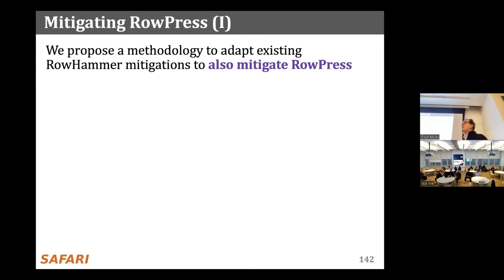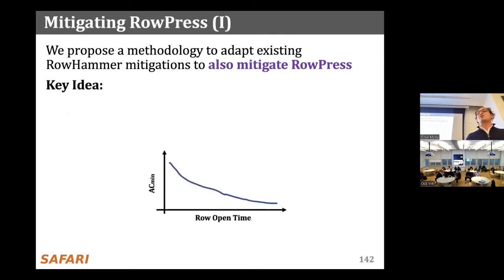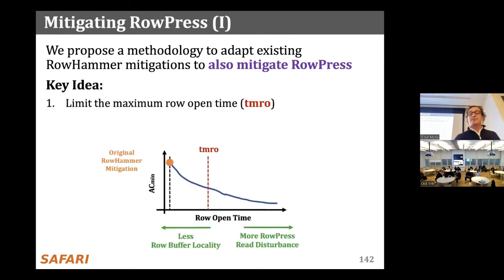Okay, so how do you mitigate this problem? There are many mitigations possible. One of the mitigations is changing the DRAM chips. I think it's actually interesting to look at. But we actually piggyback on RowHammer solutions. Our key idea is to essentially limit the maximum row open time to some amount. Hopefully you limit it not so unreasonably so that you don't lose row buffer locality.